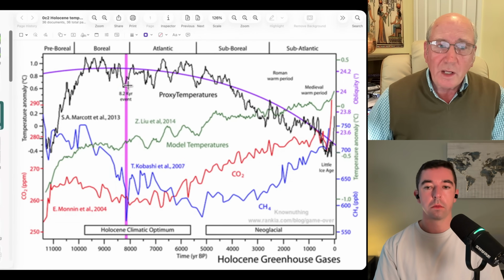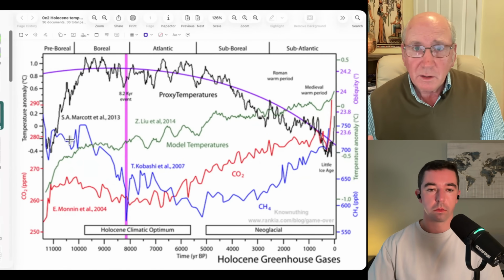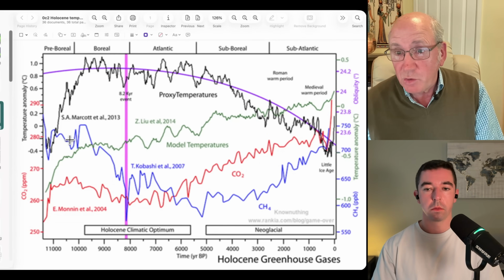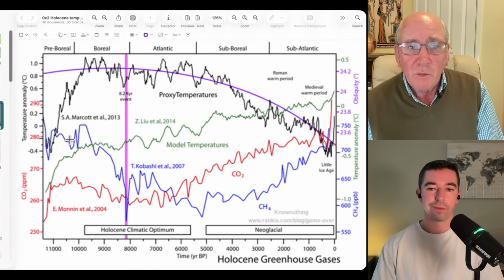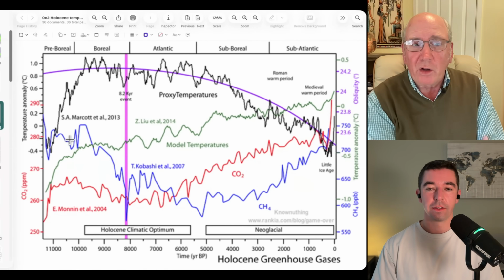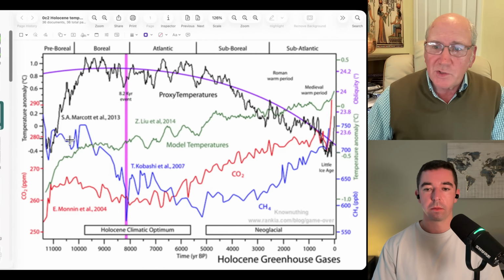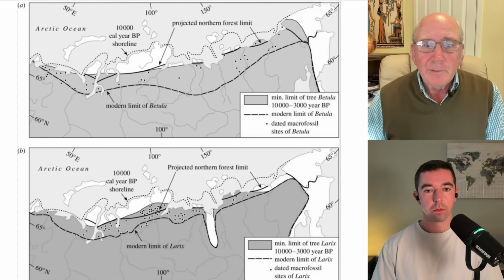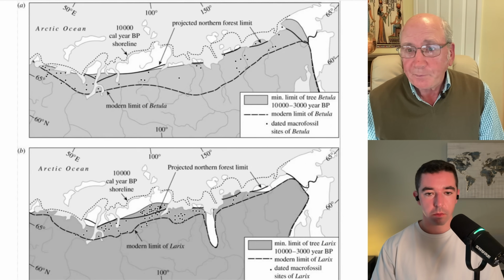But another way we can prove this happens, because obviously we're just using proxies. We don't have temperature gauges 8,000 years ago. We're only relying on these proxy changes in the ice cores. But we know it was warmer because of tree lines.